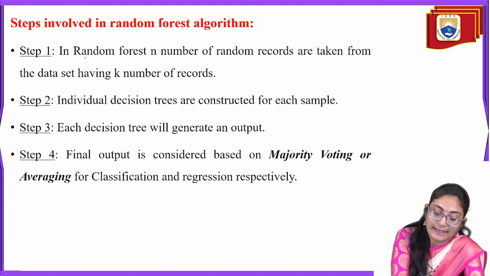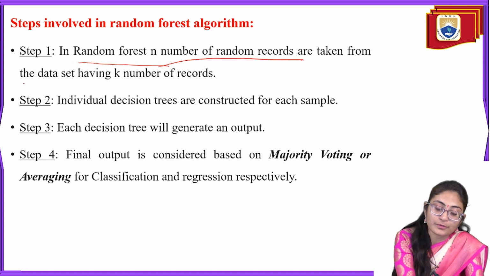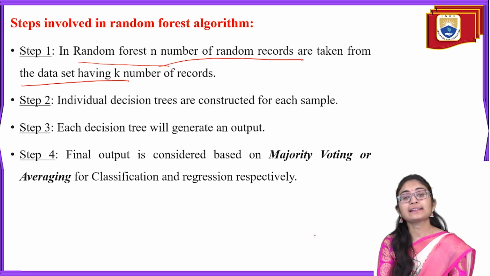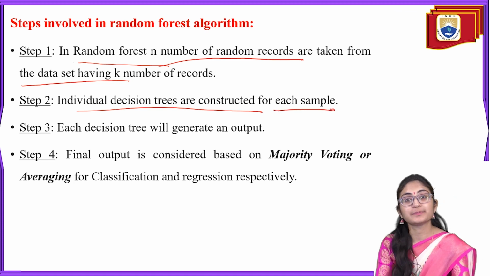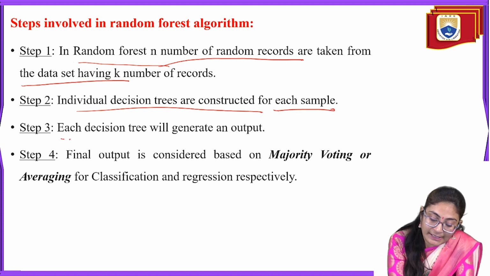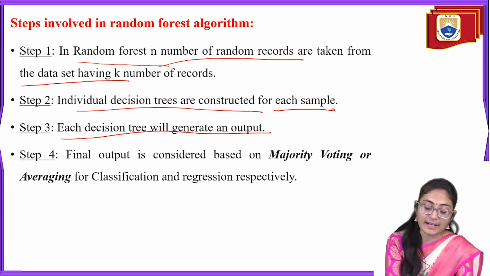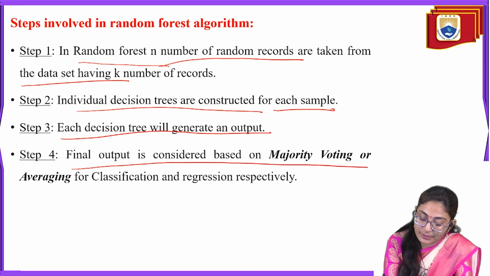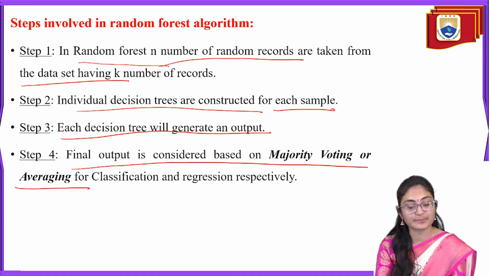Now which steps do you have to follow in the random forest algorithm? Step 1. In random forest, n number of random samples are taken from the data set having k number of records. Then step 2. Individual decision trees are constructed for each sample. Then step 3. Each decision tree will generate an output. And step 4, the final output is considered based on majority voting or averaging for classification and regression respectively.